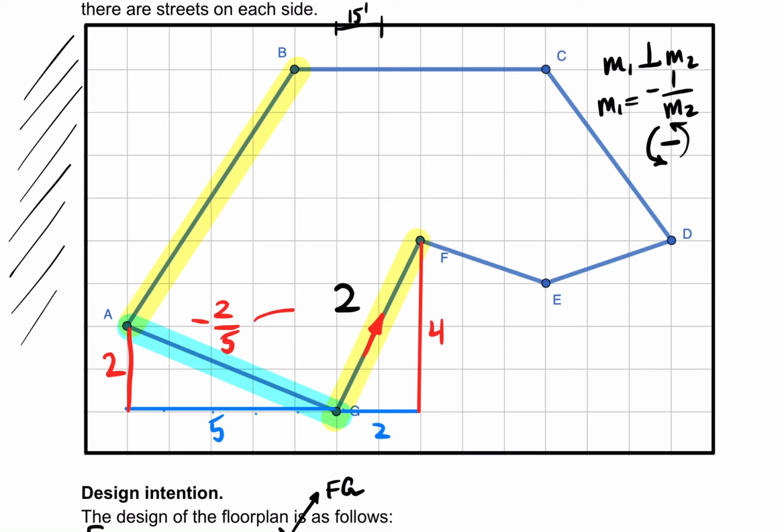So one slope is negative 2/5, the other's 2. Are these perfect opposite reciprocals? No. The opposite reciprocal of 2 is negative 1/2. If this were 2.5 over 2, or 2 over 5, then it would be. They're kind of close, but not really. They're not actually perpendicular. So you'd say, no, this one's false.